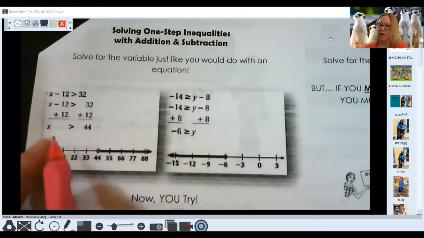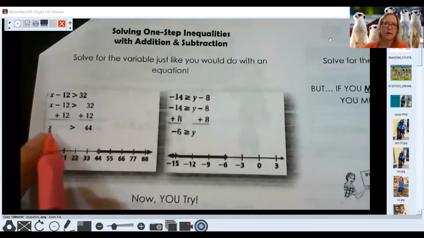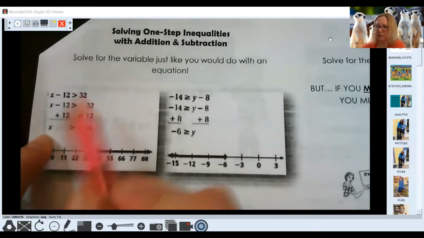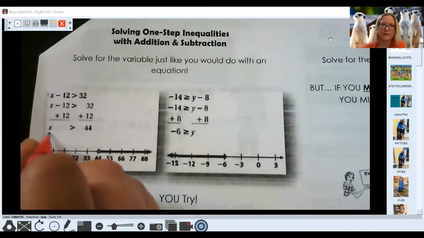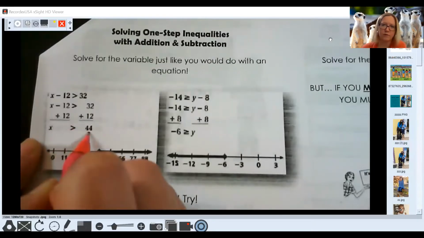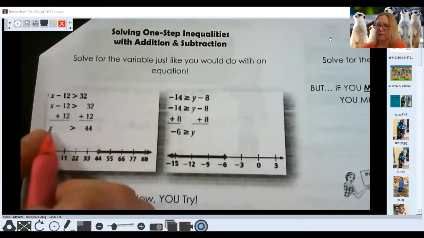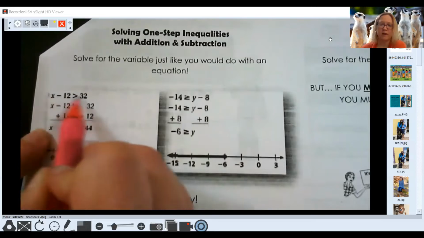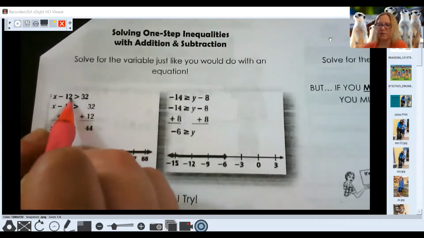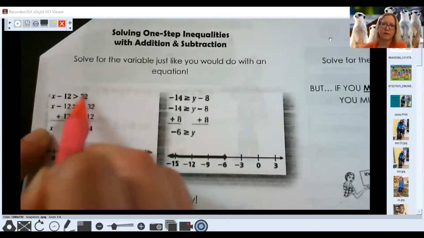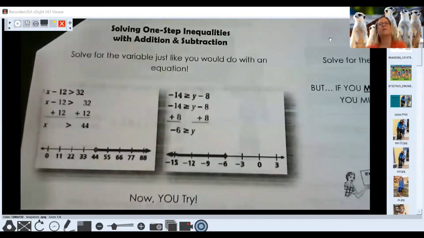Okay. I could also try another value, maybe something that's not true, just to make sure. So for instance, I know 40 would not be true as x because 40 is not greater than 44. So if I substitute 40 up here, that also should not be true. 40 minus 12 is going to give me 28, and 28 is not greater than 32. Okay, so that's kind of how you would check an inequality.